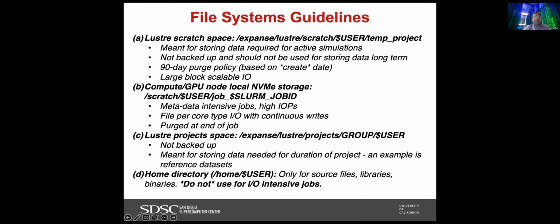Lustre projects, again, same as the scratch space. It's meant for the large block IO, but it's again not backed up, meant for storing data that you need for the duration of a project. Home directories are only for source files, libraries, binaries, and so on, but please do not use this for IO intensive jobs, because all of these shared file systems, when you do something bad on the system, it doesn't just impact your job, it impacts everybody else who's on that shared file system. So you need to keep that in mind.